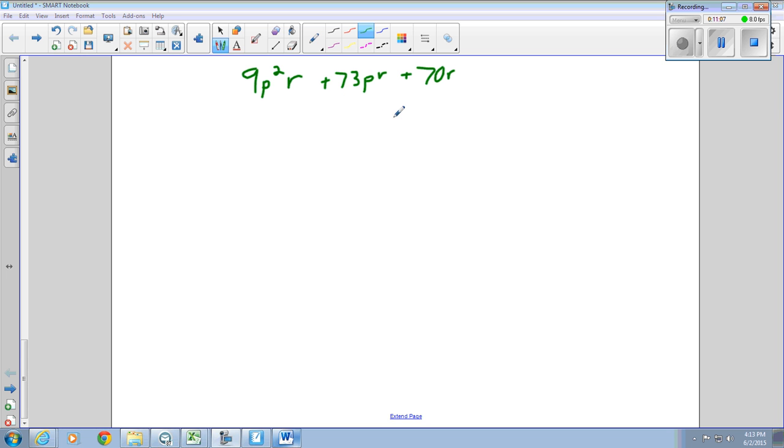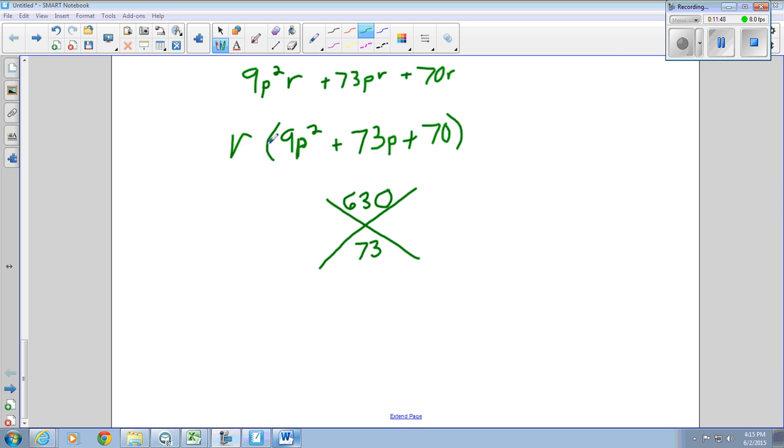Sometimes we get something even more complex where we have two unknown terms. Just factor out one of those unknown terms. So we can factor the r out, bring that in front, r times 9p squared plus 73p plus 70. And we can then reduce this down using the diamond method.